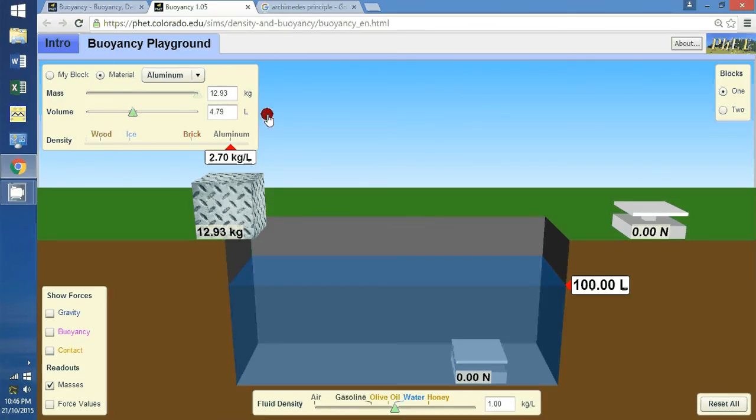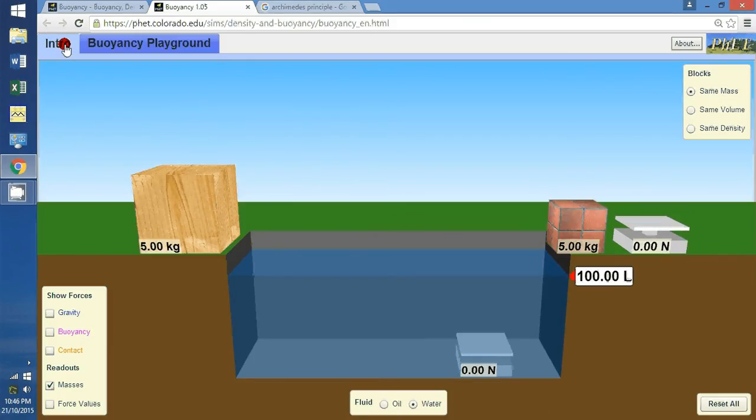All right, so there are a lot of things that you can play around with in this simulation, but we hope that you learn something more, or reinforce or really strengthen your understanding about buoyancy and Archimedes' principle.